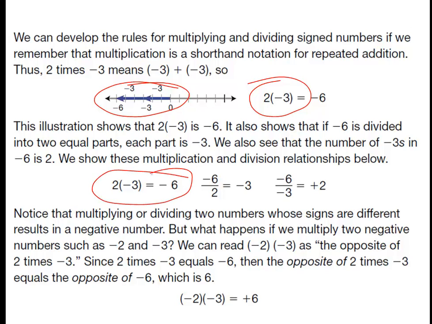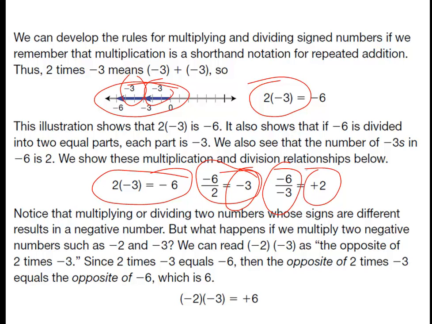It also shows that if negative 6 is divided into two equal parts, you'd get negative 3, because if you take a negative 6 and cut it in half, you have a negative 3 and a negative 3. So negative 6 divided by 2 is negative 3. We can also show that the number of 3's in negative 6 is 2 by dividing. If we divide negative 3 into negative 6, we know that that's 2. In other words, how many negative 3's will fit into negative 6? Well, 2 will. I know that's a little bit confusing, but you'll get the hang of it as we learn these rules.